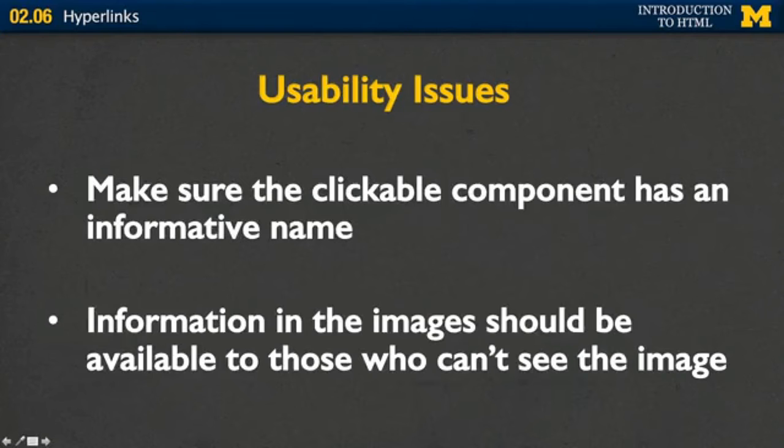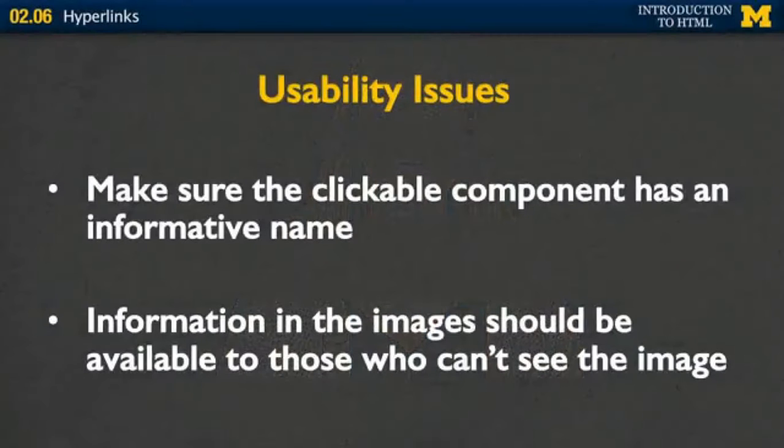So let's talk usability issues and accessibility issues. If you're going to use a clickable component, you want to make sure that it has an informative name. There's software out there that can list all of the links within a page for people who are looking for things who can't use typical means of accessing the page. And it is not at all helpful to them if all the links are labeled, click here, click here, click here, right? You want to give it some sort of informative name.